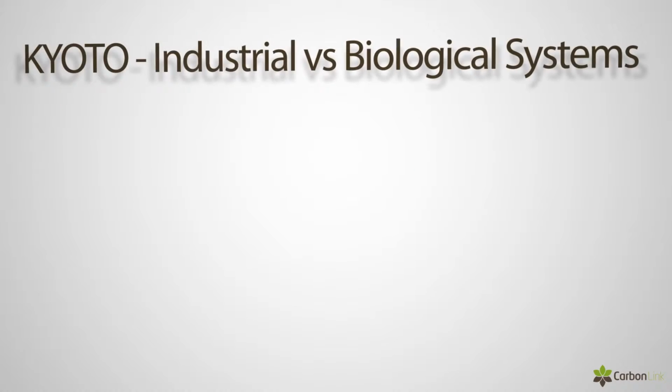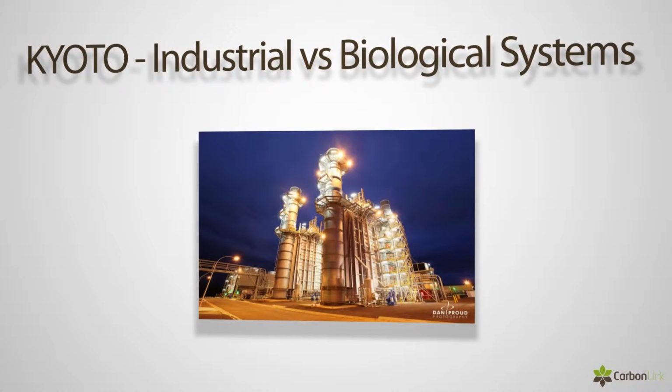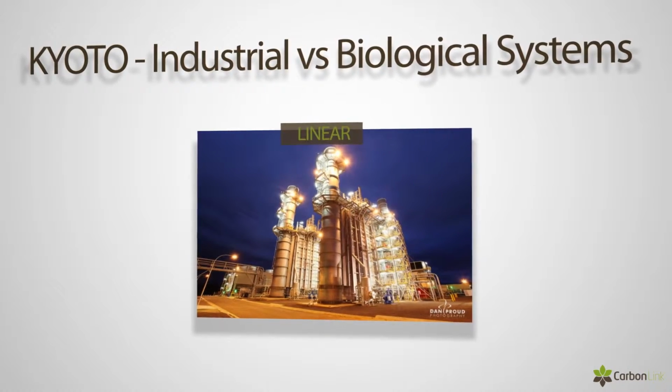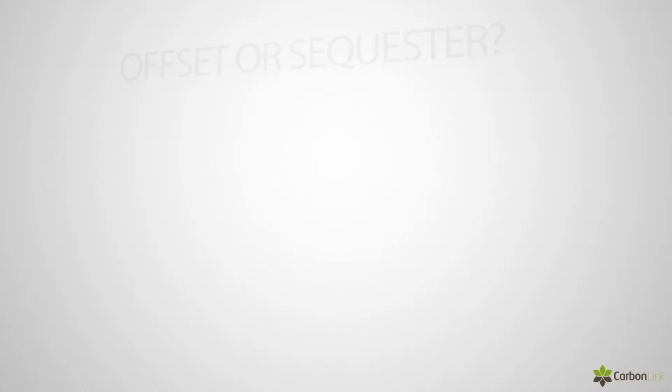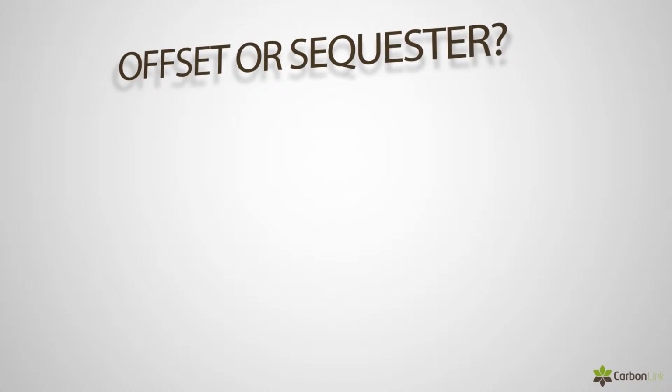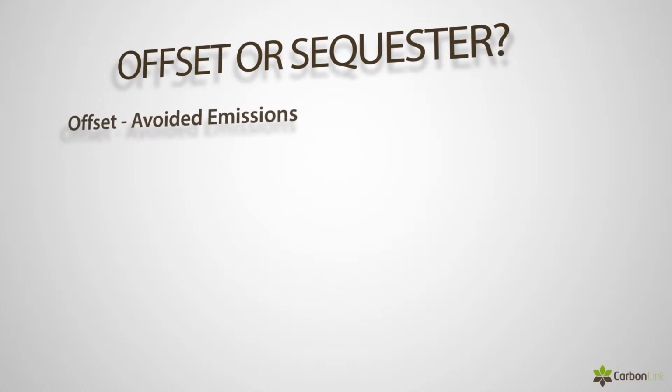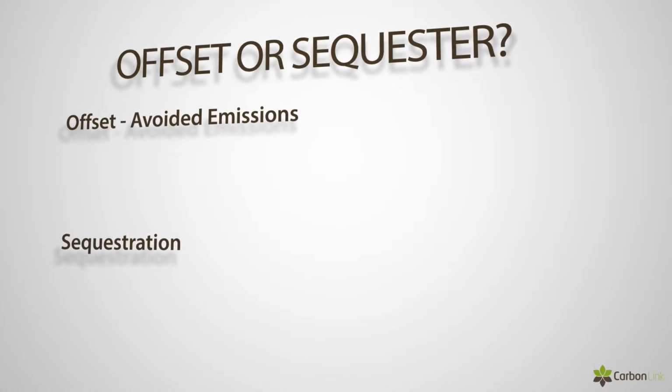At the end of our last talk, we talked about Kyoto being a linear system, or a linear approach to the carbon issue. And when we move into agriculture, it's cyclical. In other words, it revolves around the carbon cycle itself. There are two issues with carbon. The first is, do we offset or do we sequester? Most carbon schemes around the world are really about offsetting.